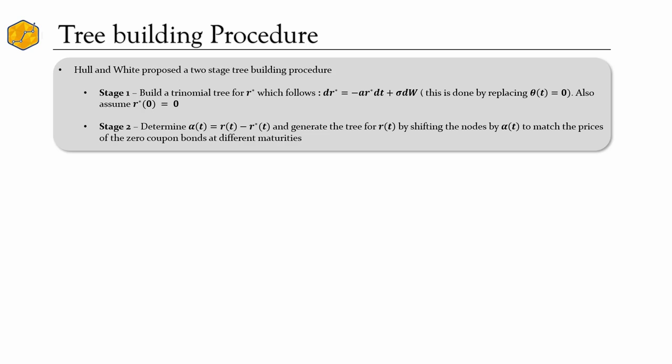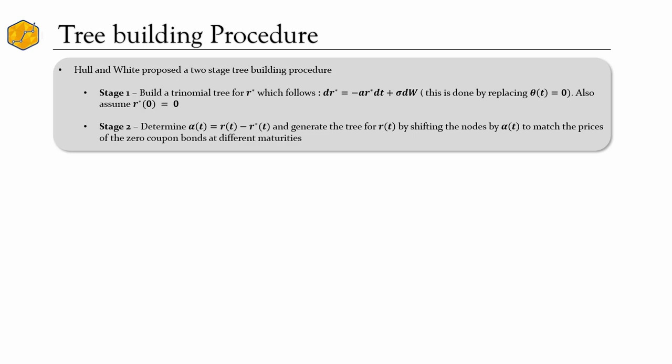All right. So as part of stage 1, we build a baseline tree for this new variable r star. And then as part of stage 2, we would generate the tree for r, which was our original short rate, by shifting the nodes of r star. And we do that by adding alpha, okay, which depends only on time. All right. So basically, the difference between r and r star is only time dependent, because the stochastic term cancels out.